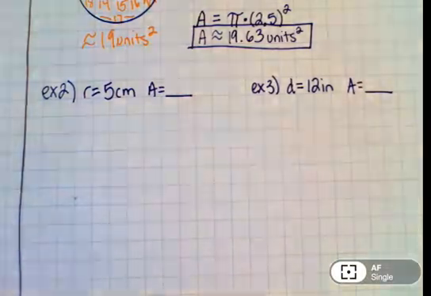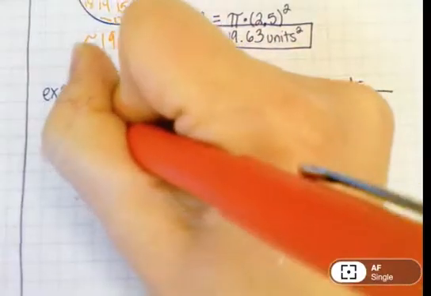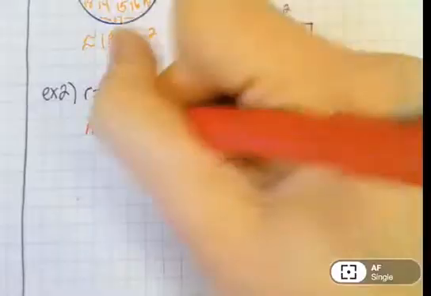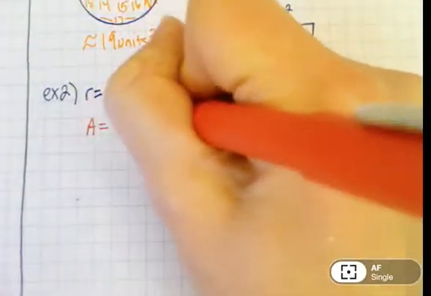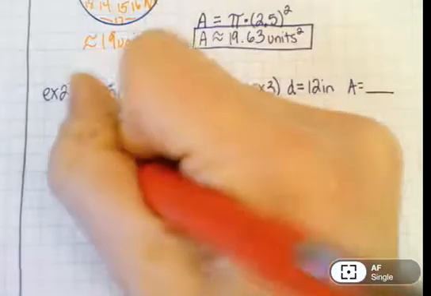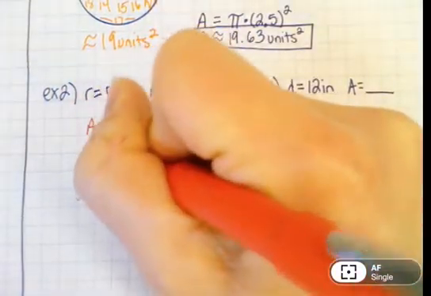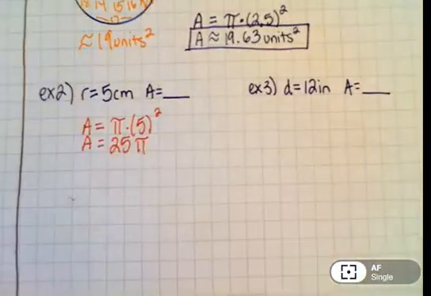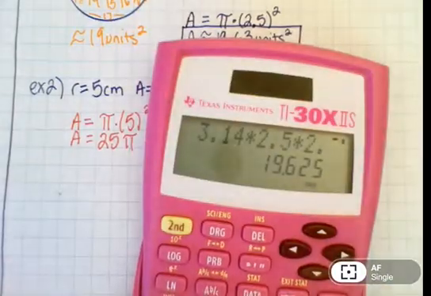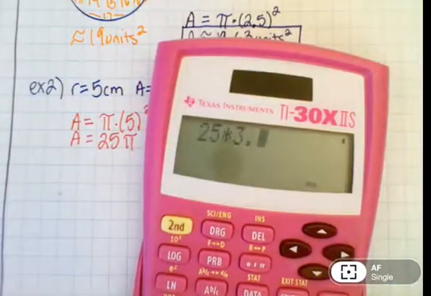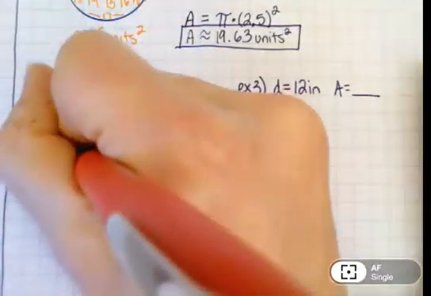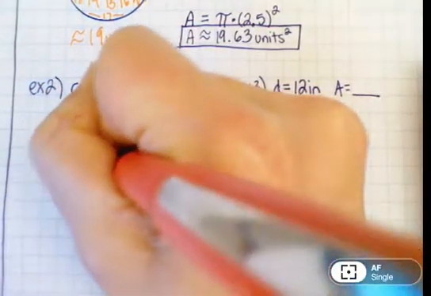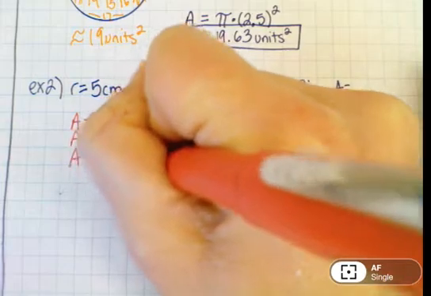So, for example 2, area equals pi times the radius squared. 5 squared is 25, so the area here is going to be 25 times pi. So I'm going to take my calculator, 25 times 3.14, 78.5. So the area here is approximately 78.5 centimeters squared.